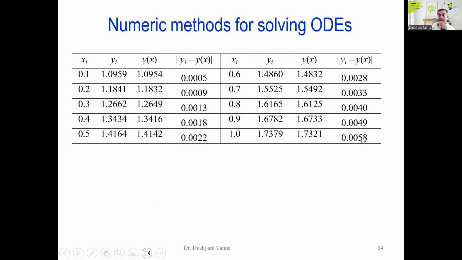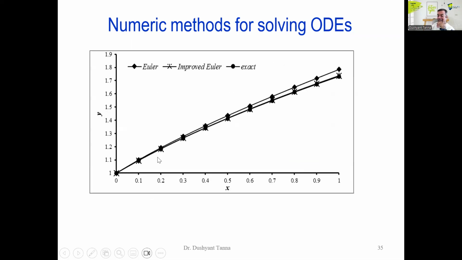It's a lot smaller. And then a comparison of the Euler, which is like a rhombus shape, right? The actual and the improved Euler with a cross. As you can see, you hardly see any gap between the exact and the improved Euler. So just by taking the average of this, we are getting far better answers and less error.